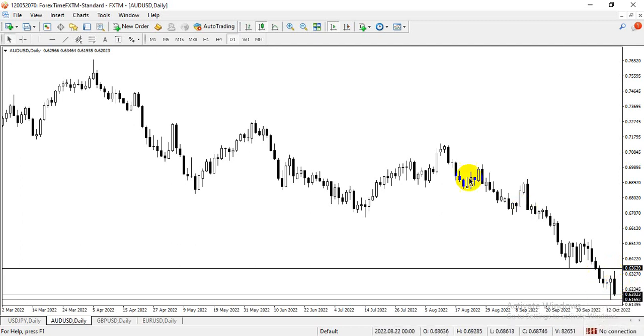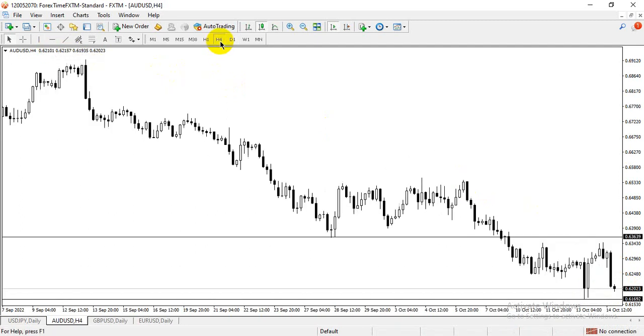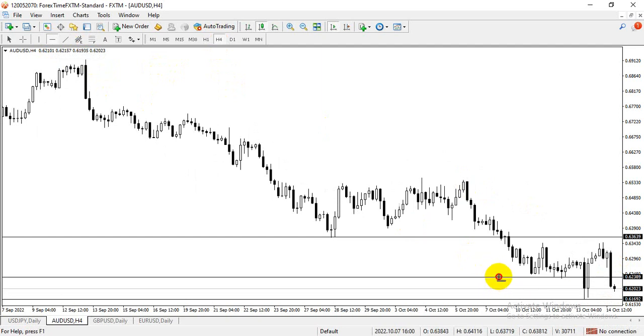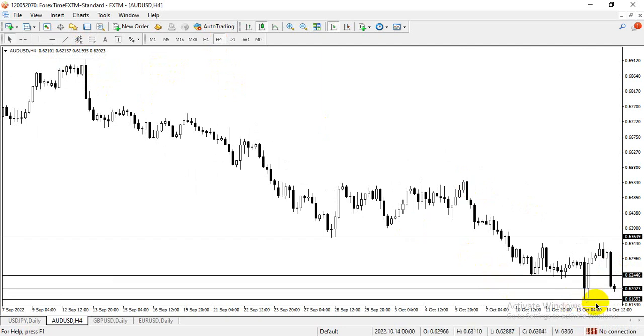Now on this market, I'm looking for an opportunity to enter on a 4-hour time frame. This is another support area. So I'm just waiting for the market to push into this level and be rejected. And if the market can show us a bearish pin bar around that level, I'll be willing.